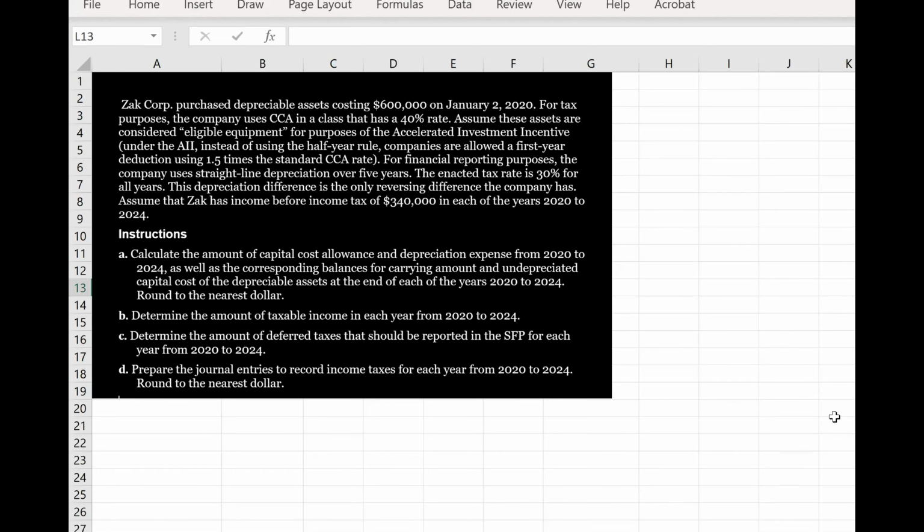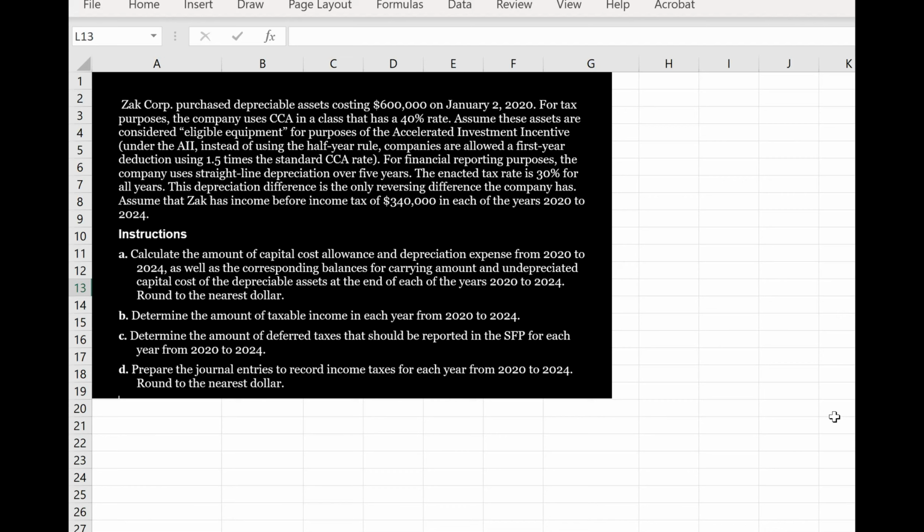Zach Corp purchased depreciable assets costing $600,000 on January 2nd, 2020. For tax purposes, the company uses CCA in a class that has a 40% rate. Assume these assets are considered eligible equipment for the purposes of the accelerated investment incentive.